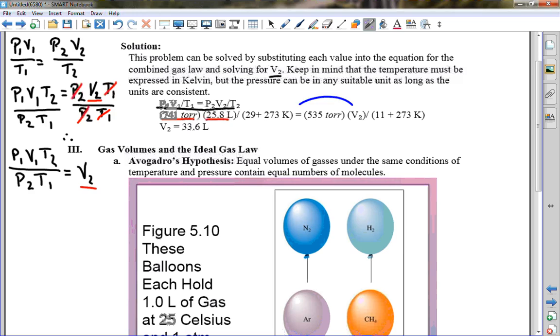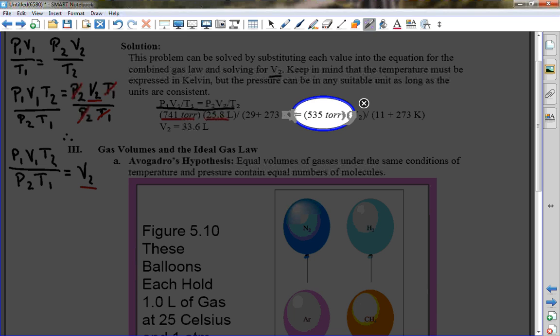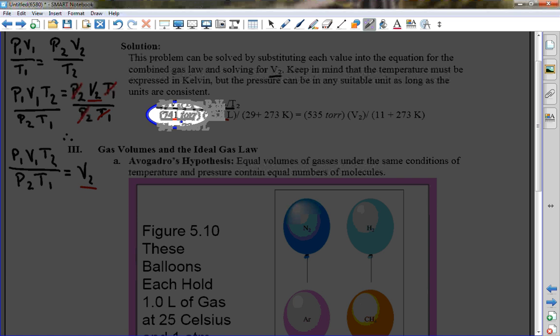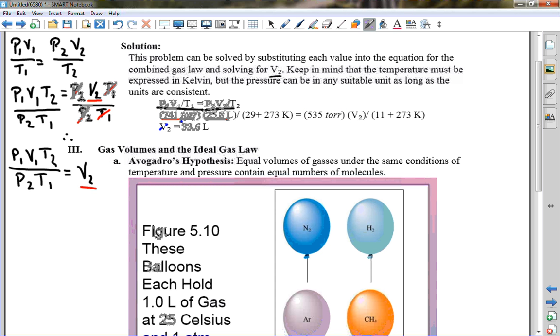The pressures here: pressure 2 is in the unit of torr, and pressure 1 is in the unit of torr. It's okay as long as they're the same on both sides. As long as this is in torr, then that unit must be in torr. You can't have pressure 1, for example, be in atmospheres and pressure 2 be in torr. And that's pretty much it.